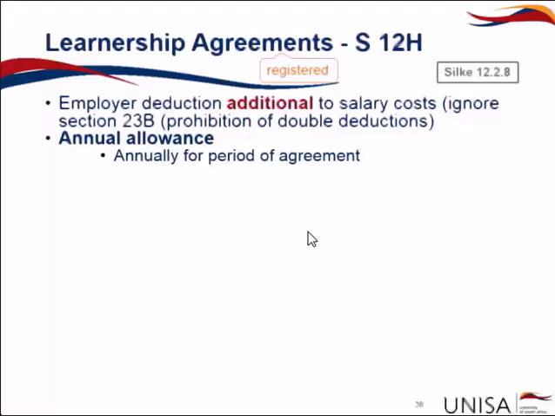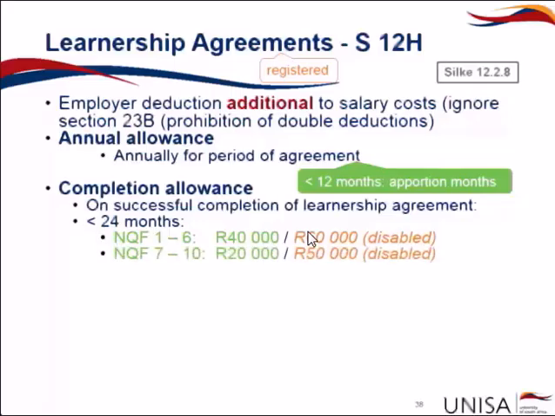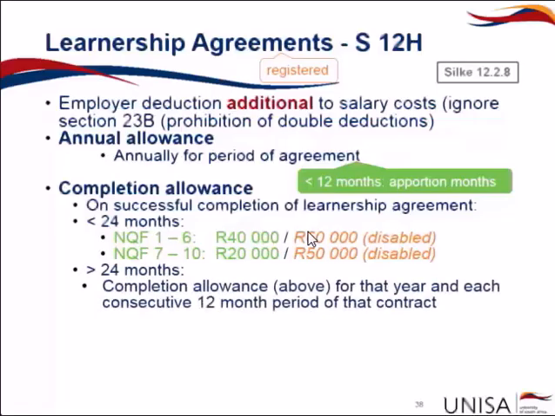Well, you get an annual allowance, which is annually for the period of agreement. If during the year it is for less than 12 months, you must apportion that annual allowance. With a learnership, you also get a completion allowance, and therefore on successful completion of the learnership, where it is less than 24 months, you will get 40 or 20 depending on the NQF level, or 60 and 50, again depending on the NQF level, if the learner is disabled. If the learnership agreement is for more than 24 months, you will get the completion allowance as stated above for that year and each consecutive 12-month period of that contract.